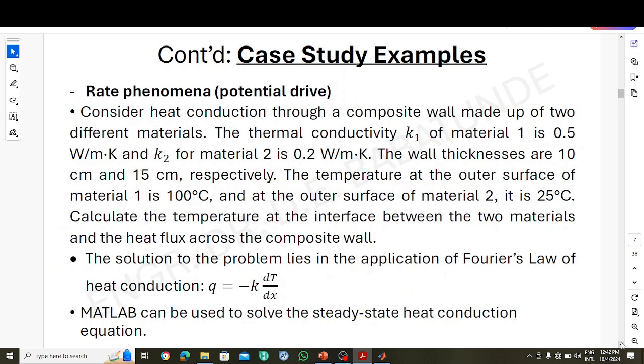This is another example on potential drive. So this is applying Fourier law to solve the problem. So it is being passed through walls, something like an oven, sort of. So it's being passed through different layers of walls and all of that. So there are some questions that can be solved. By the time you use the Fourier law correctly, you set it up, you get the equation, then you can use MATLAB to solve the problem.